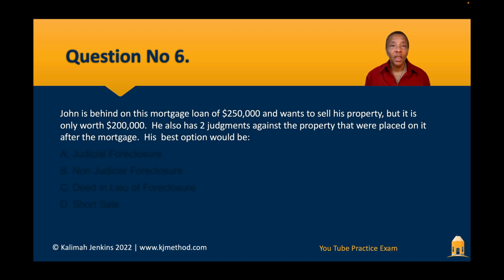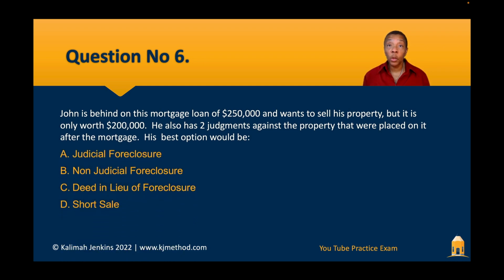Question number 6. John is behind on his mortgage loan of $250,000 and he wants to sell his property, but it is only worth $200,000. He also has 2 judgments against the property that were placed on it after the mortgage. His best option would be, let's look at it. A, judicial foreclosure. B, non-judicial foreclosure. C, deed in lieu of foreclosure. And D, short sale. Which one do you guys think it is?